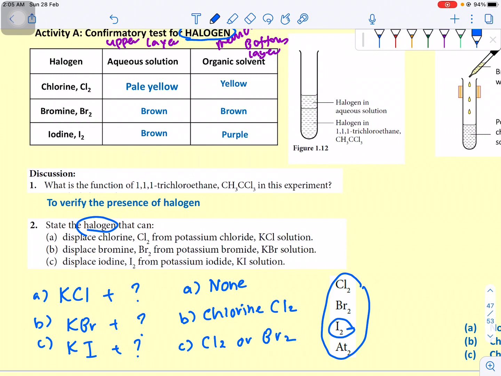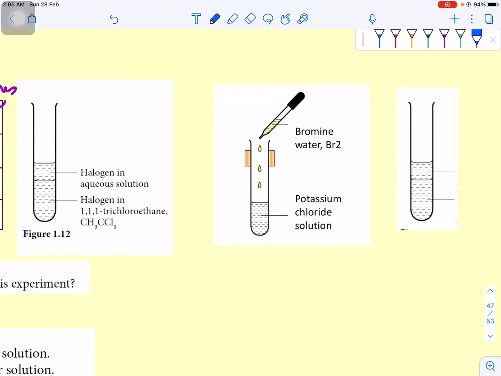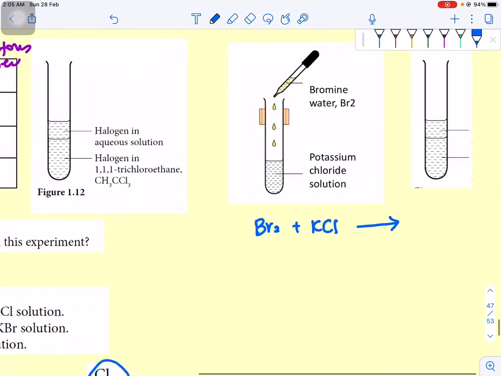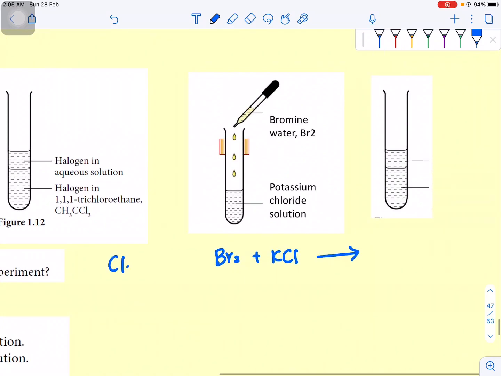Okay, so look at this example. We have bromine and potassium chloride. Bromine is added into potassium chloride. The question is, can bromine displace chlorine in potassium chloride? To get the answer, you have to know the list in group 17. So we have chlorine, bromine, iodine and astatine. What we can see here, this is bromine. It is trying to displace Cl.